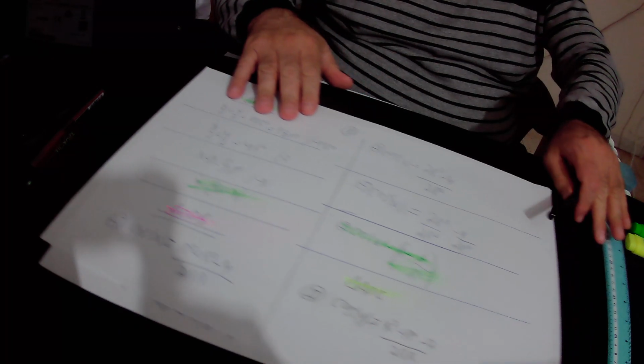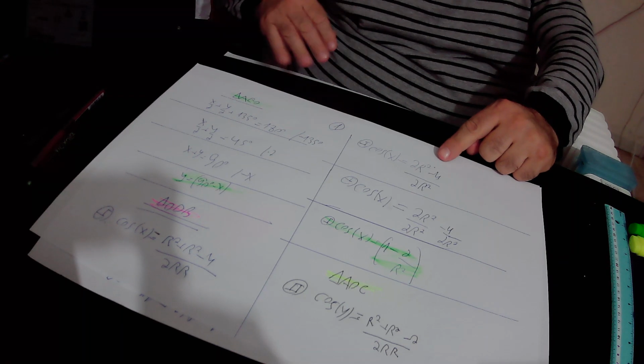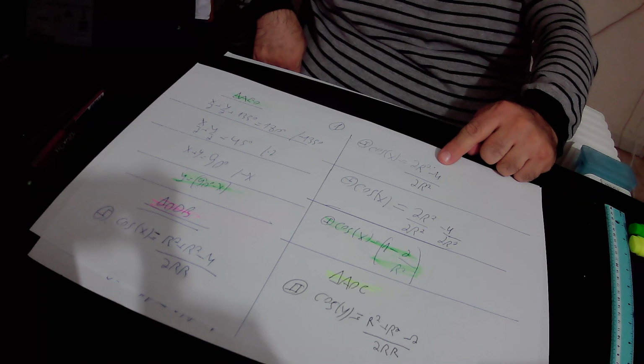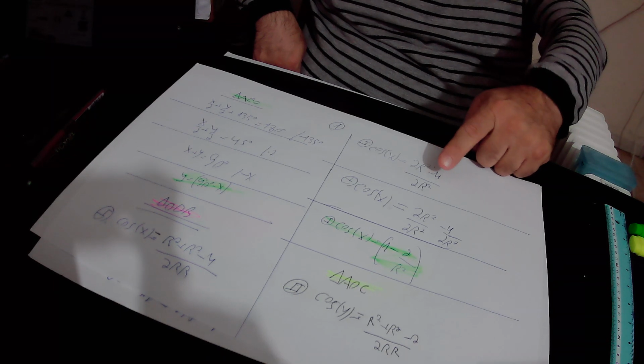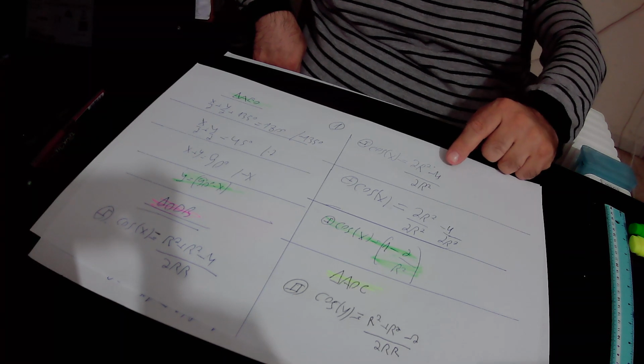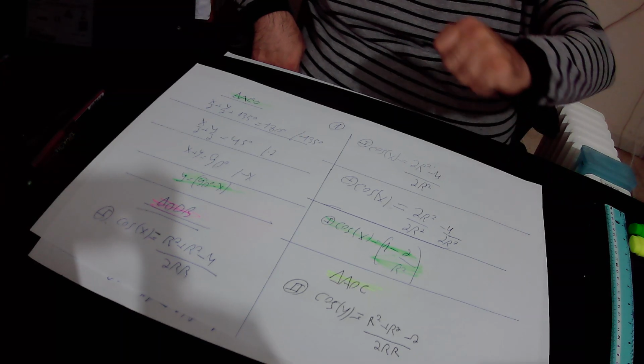Here, we split this expression into two parts. The first part is 2r squared over 2r squared, and the second part is minus 4 over 2r squared.